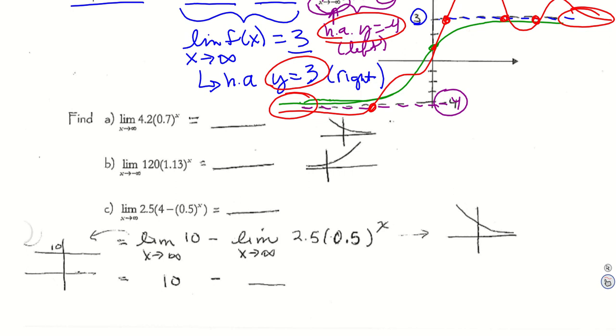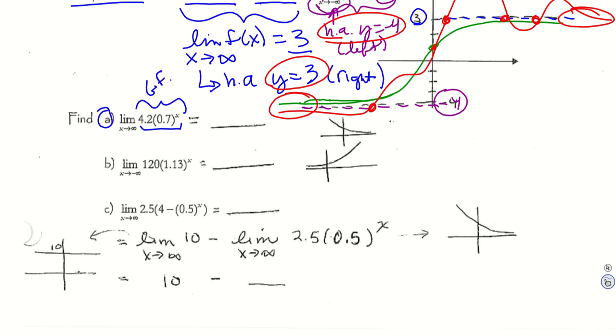All right, so with that understanding and our knowledge of exponential functions, we're going to pair what we know about graphs of exponential functions with finding limits as x approaches positive or negative infinity. So let's start with this one. I'm going to start here with A. I want to find the limit of the function defined by 4.2 times 0.7 to the x as x goes to infinity. This is the general form of an exponential function.